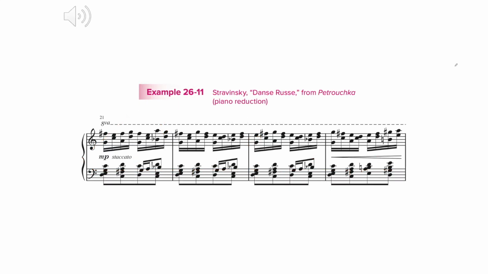This is another example of using the scales as basis of the music. Let's listen to it. Maybe once again.